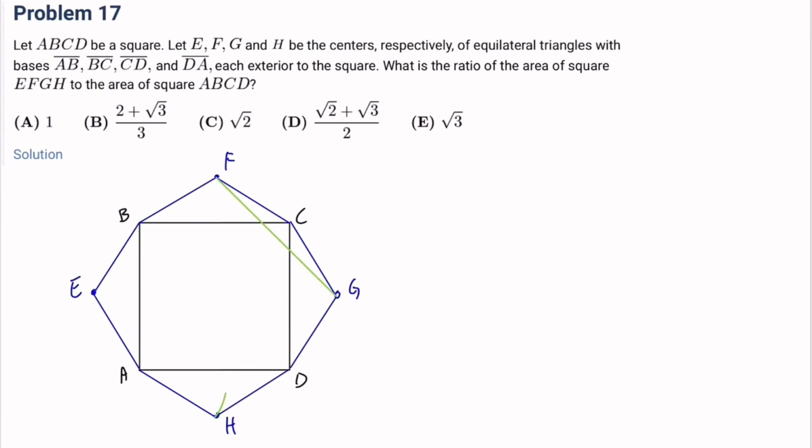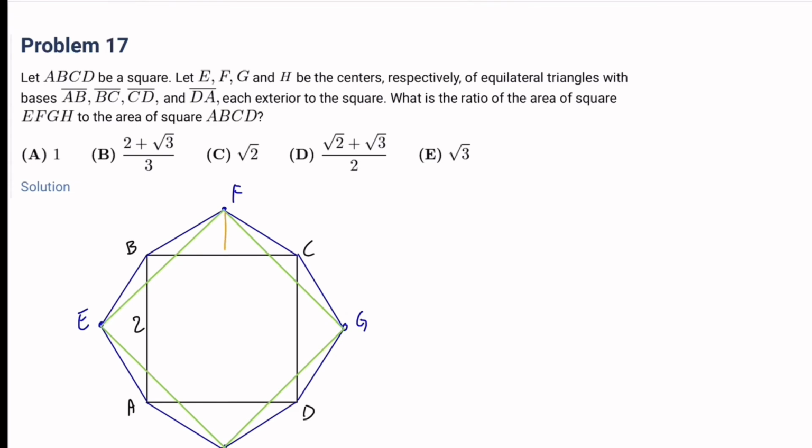So we have to get the area of EFGH, or just its side length, because we know the side length of ABCD. Let's say that one side has length 2. If that's 2, then we can drop down like that. Then we know that this is 2, that's going to be 2, and then we have to take this.